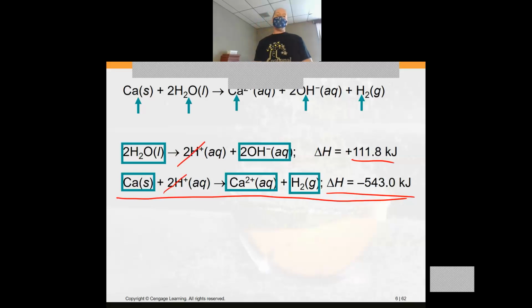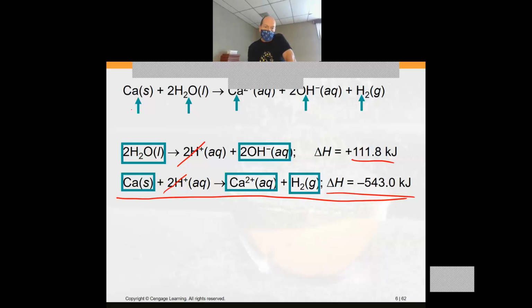We have 2 H pluses as a product. We subtract 2 H pluses from both sides. It's like a spectator ion. It doesn't show up in the overall reaction. You cannot say I have a reactant that is 2 H plus and a product that's 2 H plus. It can be a product or a reactant, but if they are both completely gone, then it is not a product or a reactant. It is either a catalyst, an intermediate, or a spectator ion.